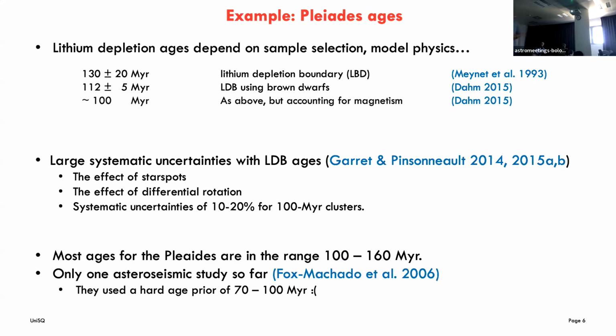So for the Pleiades itself, most of the ages that we see quoted are around 100 to 160 megayears. There's only been one asteroseismic study, one study using stellar pulsations to measure the age of the Pleiades. That was back in 2006, and unfortunately, they used a hard age prior of 70 to 100 megayears, which is outside of the currently accepted age range. So we don't really have a modern study of the Pleiades with asteroseismology.